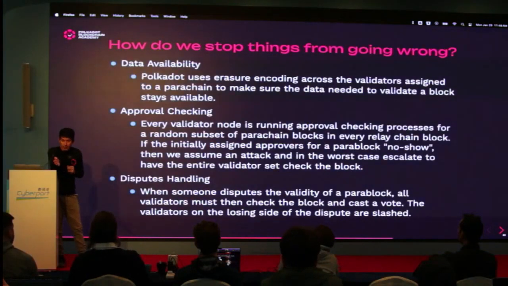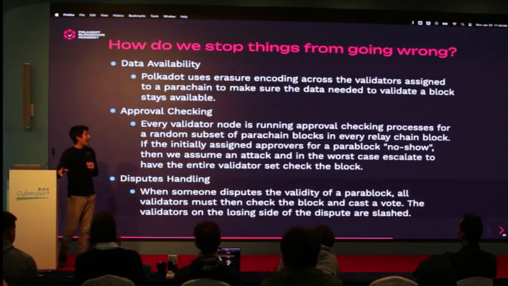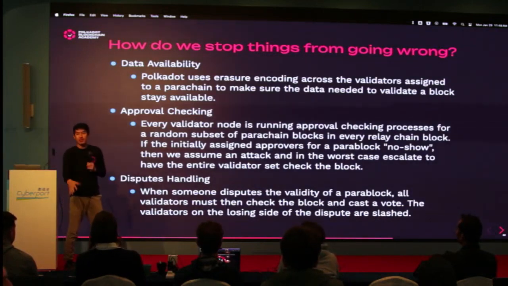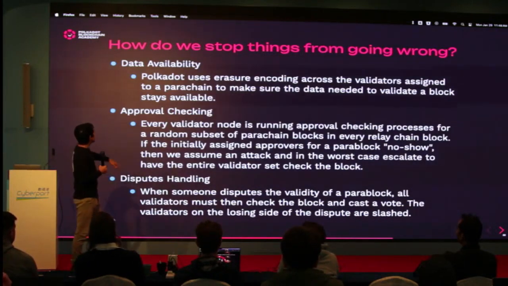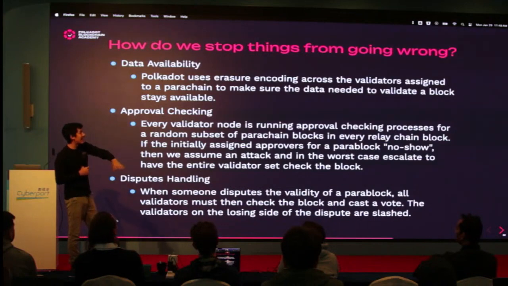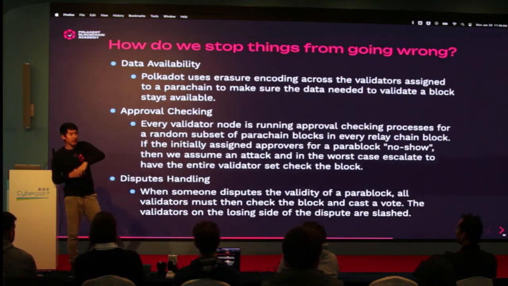So how do we stop things from going wrong? This is the question, basically. There are big blocks, and you will learn about all of these processes in much more detail tomorrow. But the idea is we have data availability. We use erasure encoding across the validators assigned to the parachains to make sure data needed to validate a block is always available at validation time. So we have our own data availability network built into Polkadot.